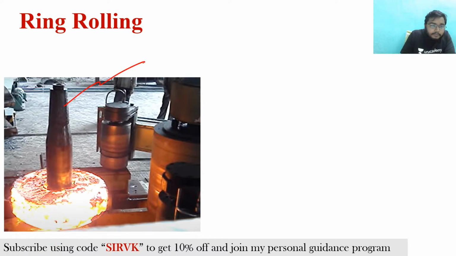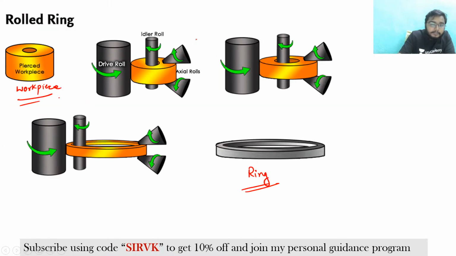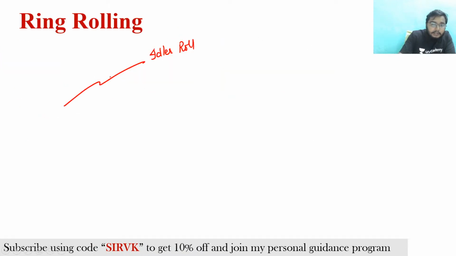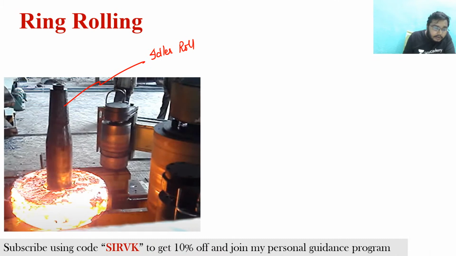This is the idler roll. See here, this is the idler roll, understand? So this is the workpiece, and this is the idler roll. What is this? Is it the workpiece? This workpiece is pierced, see here, it is pierced, and this pierced workpiece is fed in the idler roll.